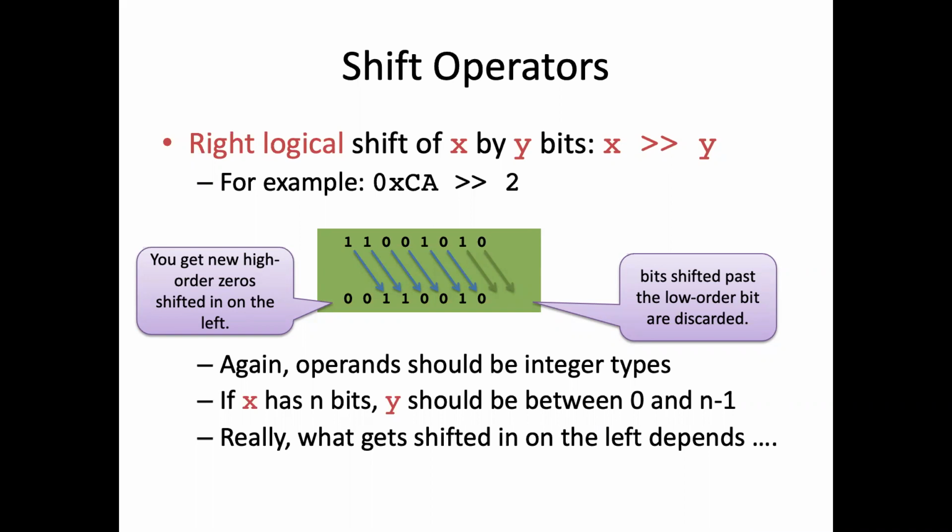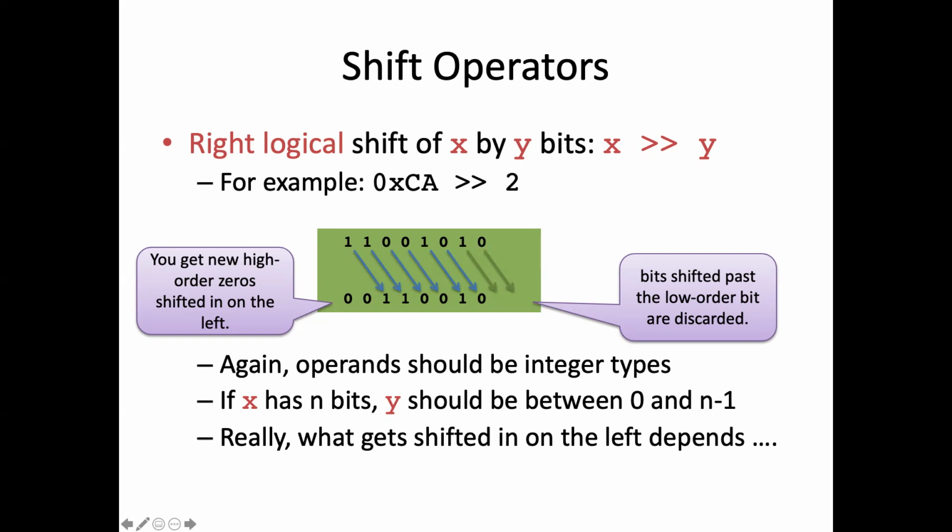How does right logical shift work? Well, it's kind of like the one we just did. It takes all the bits and moves them to the right. Any bits that fall off to the right are just discarded. So here, if you started with CA and you said move everything to the right by 2 bits, well, the 2 bits that were on the right are going to get thrown away.